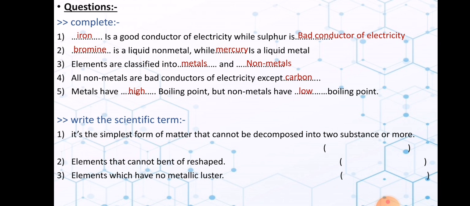Let's move to write the scientific term. The first question says it is the simplest form of matter that cannot be decomposed into two substances or more. What does this sentence refer to? This sentence refers to the elements. Question number 2 says elements that cannot be bent or reshaped. They are metals.